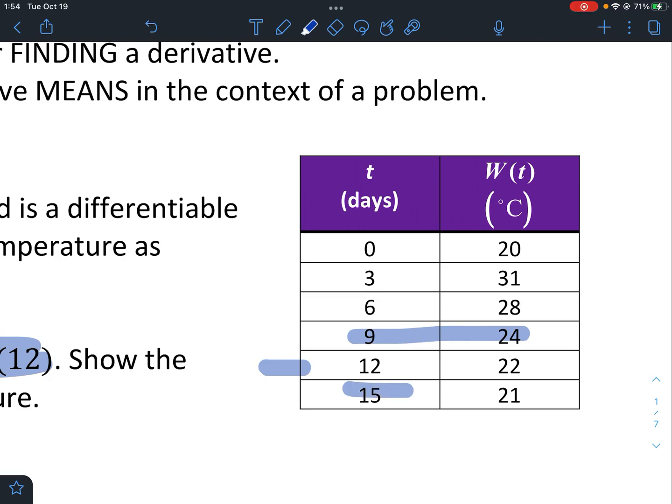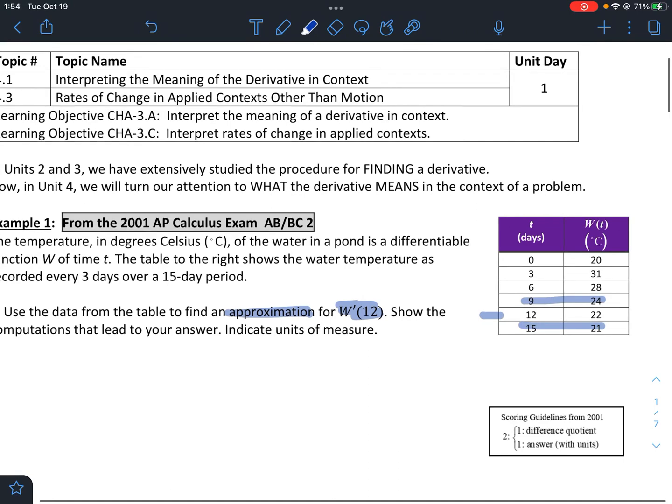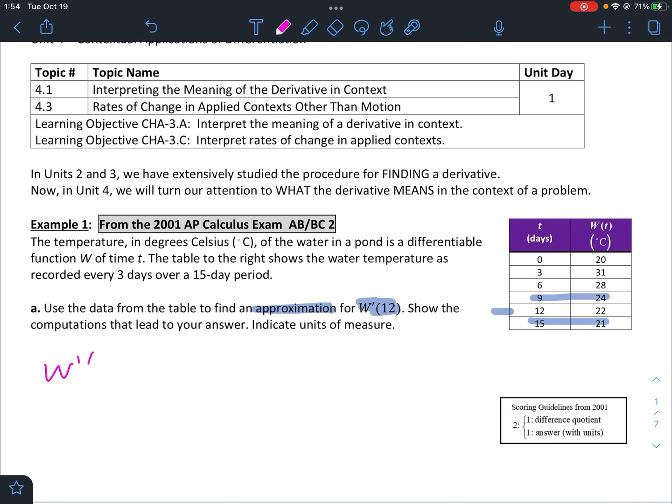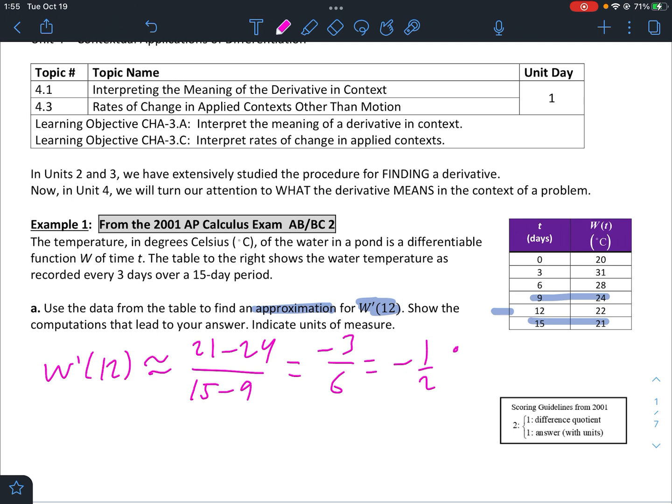So these 2 points, and we can find an average rate of change, and that'll be our approximate instantaneous rate of change. Okay, so W prime of 12 is going to approximately be 21 minus 24 over 15 minus 9. So negative 3 over 6, or negative 1/2 degrees Celsius per day, because the numerator there is in degrees Celsius, the denominator there is in days, so degrees Celsius per day.